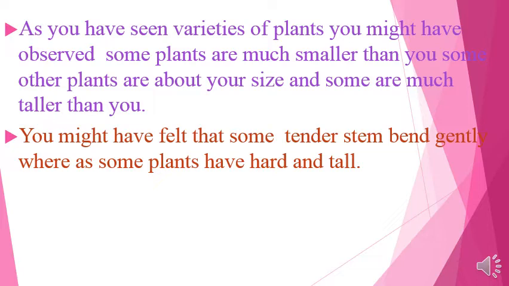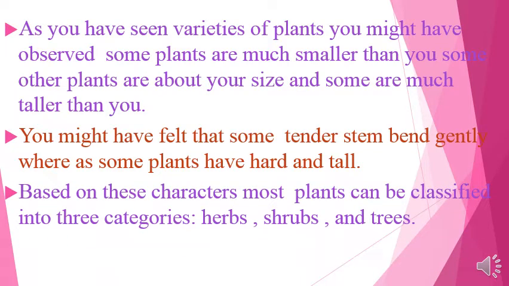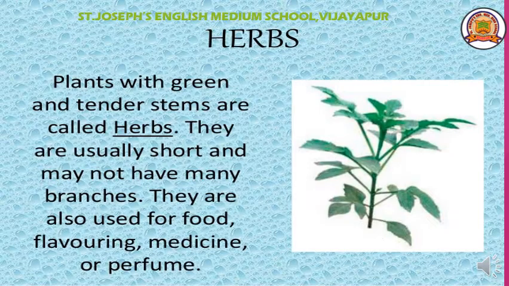You might have felt that some tender stems bend gently, whereas some plants have hard and tall stems. Based on these characteristics, most plants can be classified into three categories: herbs, shrubs, and trees. Herbs. Herb is the first type of plant. Plants with a green and tender stem are called herbs. They are usually short and may not have any branches.